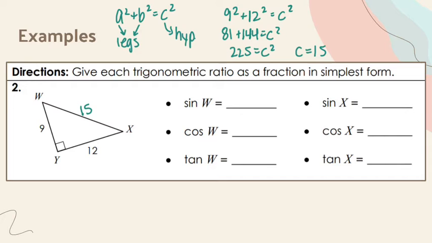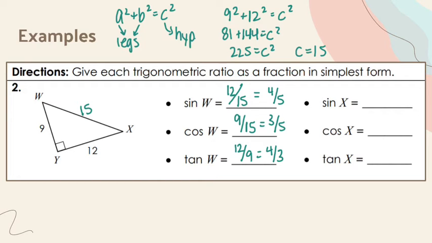So now we want to find sine of w. Sine of w is going to be opposite over hypotenuse. The side opposite of w is 12, and the hypotenuse is 15. But this fraction can be reduced, so we want to reduce it to 4 over 5. Cosine of w is adjacent over hypotenuse, so that's going to give us 9 over 15, which reduces to 3/5. And tangent of w is opposite over adjacent, so 12 over 9, which reduces to 4/3.